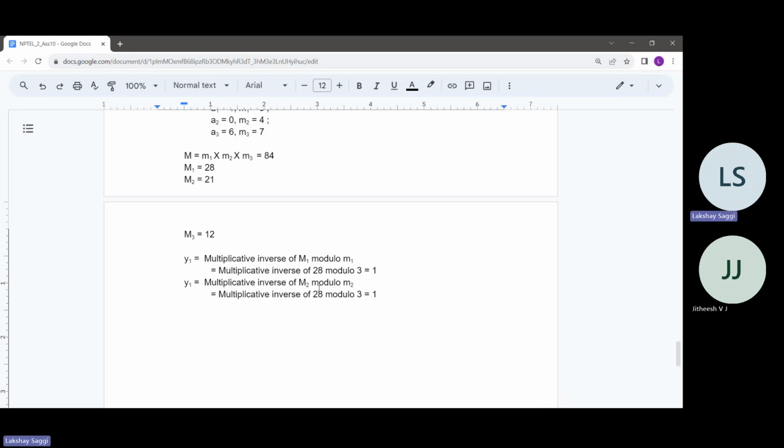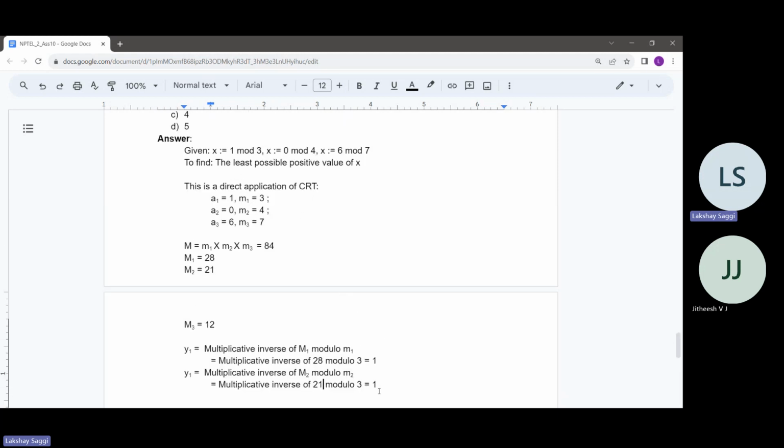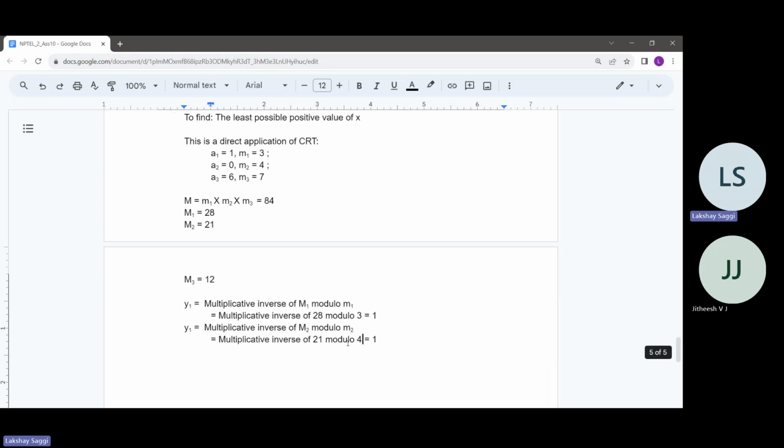For the multiplicative inverse of capital M2 modulo m2, M2 was 21 and small m2 was 4. So we need the multiplicative inverse of 21 modulo 4. Note that this will again be 1 only, because 21 divided by 4 leaves the remainder 1. So the value of y2 is also 1. And now the value of y3.